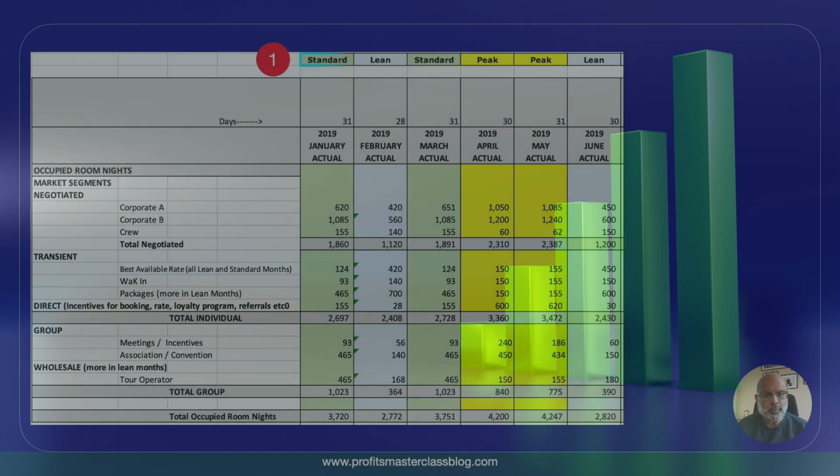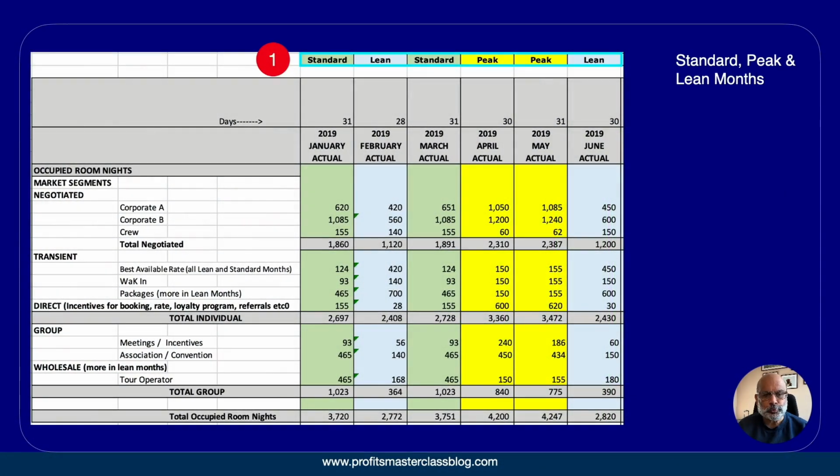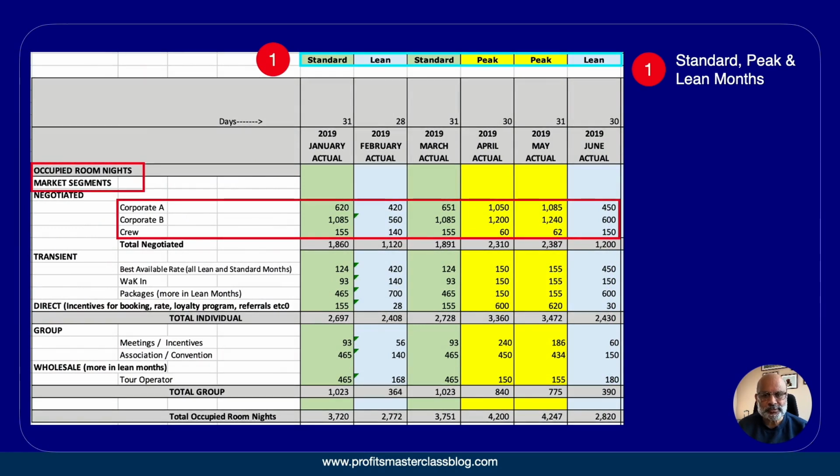First, note how number 1 powerfully brings in the seasonality factor into your budgeting. Next, note the month-wise market segments which are based on standard, lean, and peak month demands. Room nights are varying from month to month according to type of demands in the market segments, like corporate A, corporate B, crew, walk-in, packages, etc.